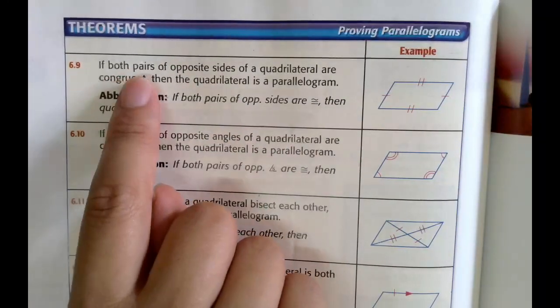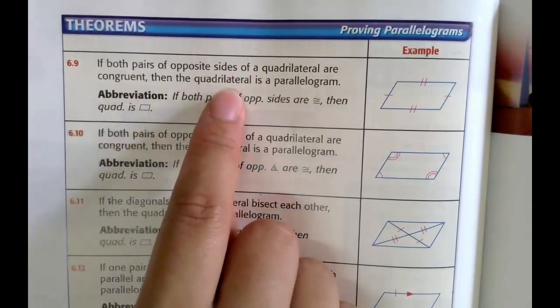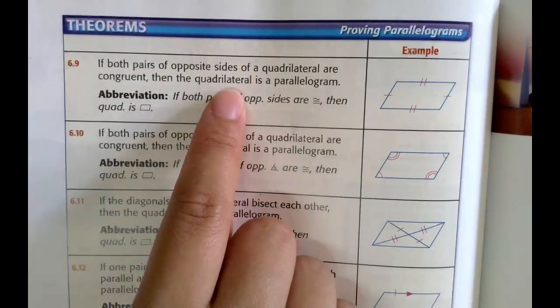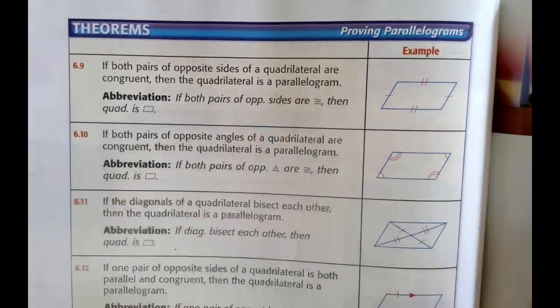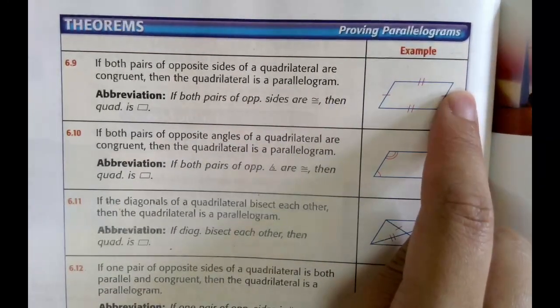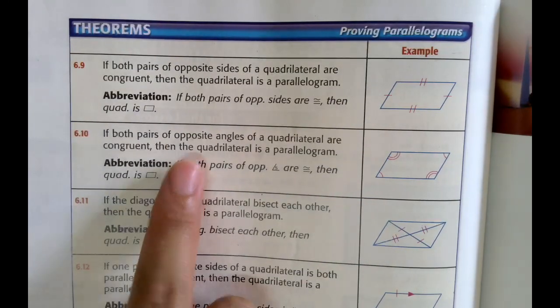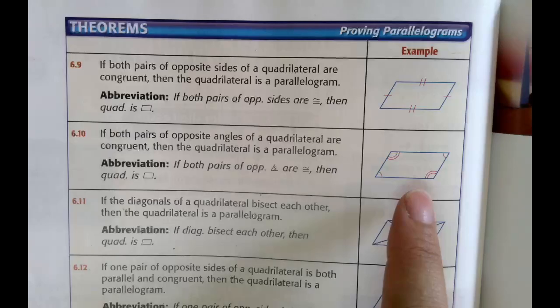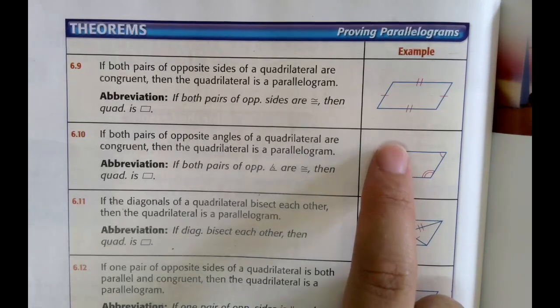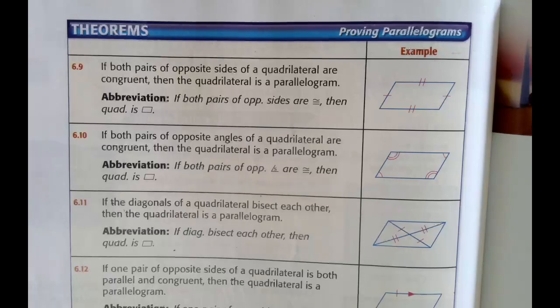So if we know that both pairs of opposite sides of a quadrilateral are congruent, then that quadrilateral is going to be a parallelogram. So if we know that this is congruent to this and this is congruent to this, it makes it a parallelogram. If both pairs of opposite sides of a quadrilateral are congruent, then the quadrilateral is a parallelogram.